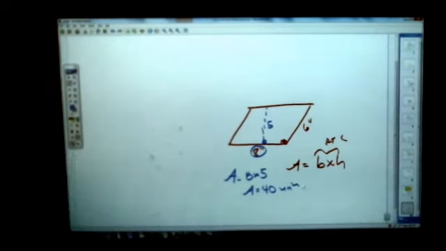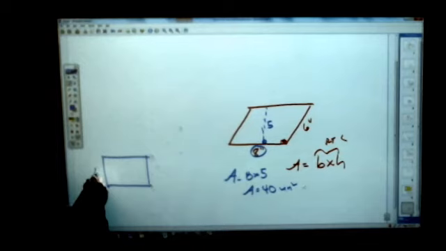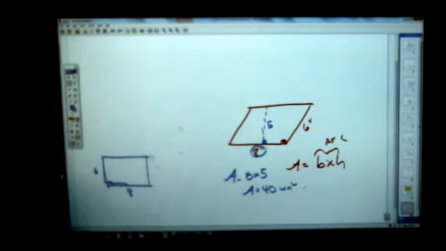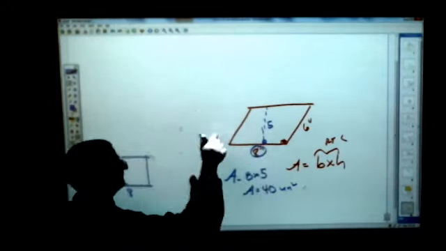Now, why does it work for rectangles? Because everything in a rectangle is a right angle. If you had a 6 and an 8 here, those already form right angles, so you can use length times width there. But when it's a parallelogram, you have to do base times height.